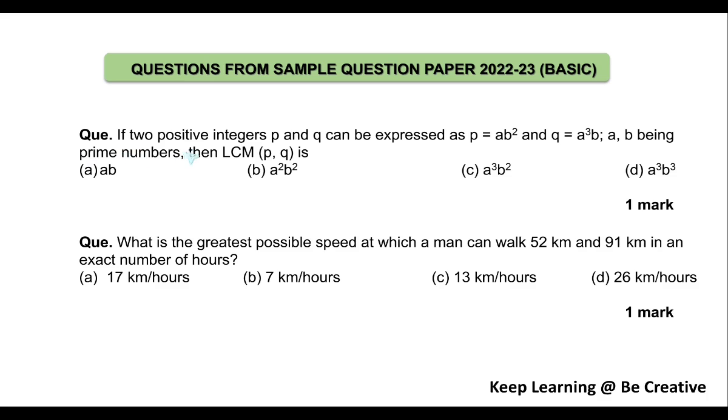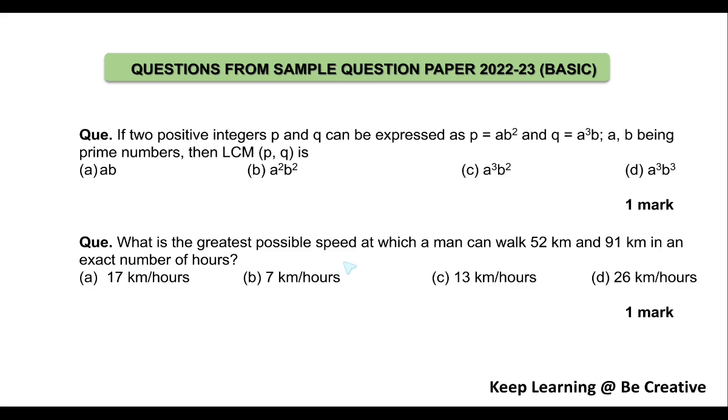The first question is, if two positive integers p and q can be expressed as p is equal to a into b raised to power 2 and q is equal to a raised to power 3 into b, where a, b being prime, find the LCM of p and q. So here this is actually based on finding LCM using the prime factorization method. This was of 1 mark.